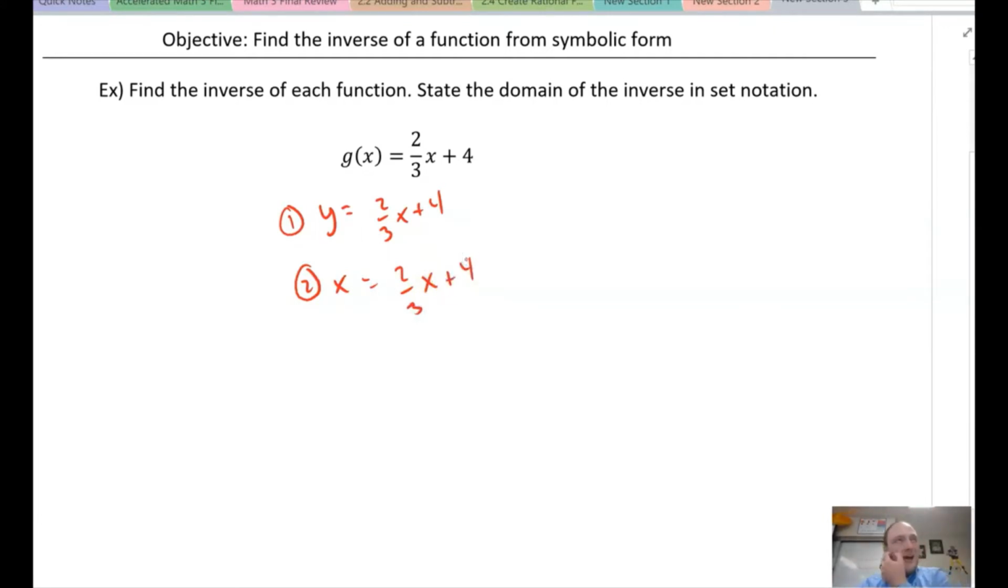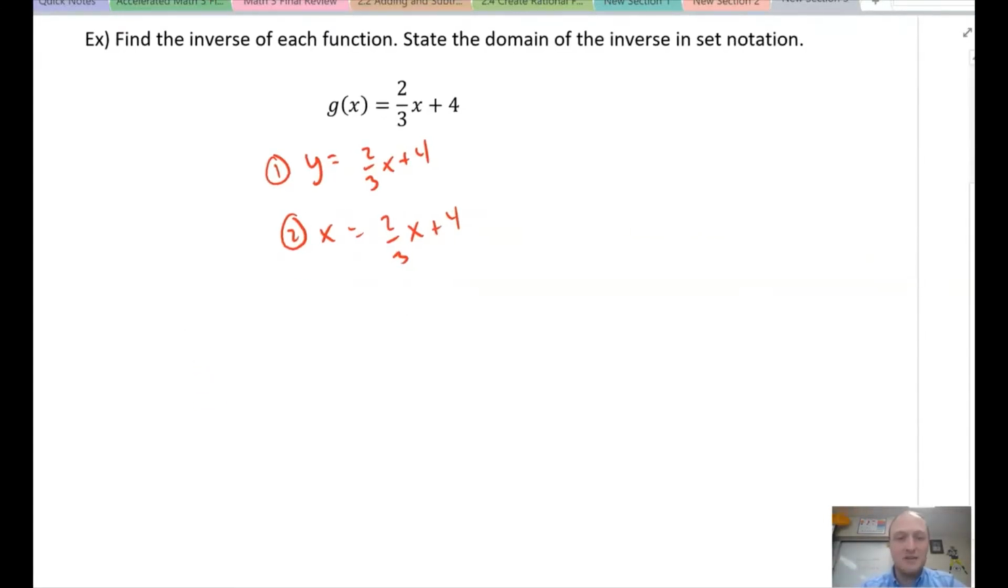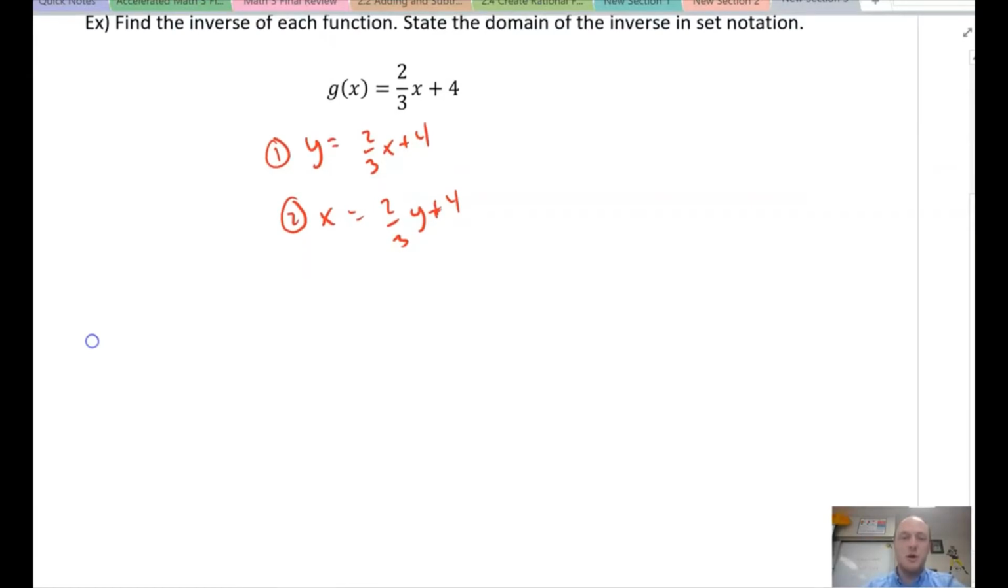Some people will ask, Schoberg, can I just skip straight to step 2? Sure, if you can do that, the y and then switching the x and the y, feel free to do that. But clearly I can't. This x is not supposed to be x. That's supposed to be y. So x equals 2/3 y plus 4.